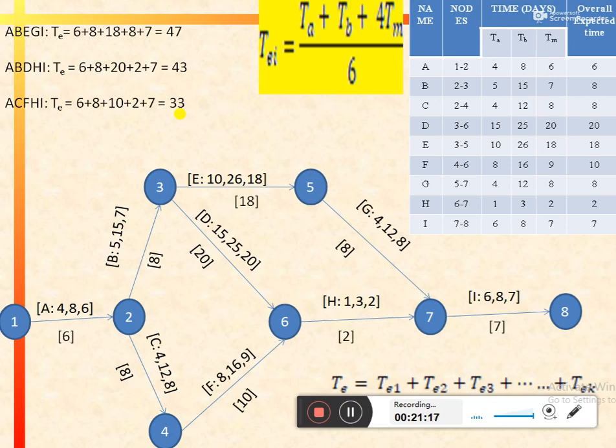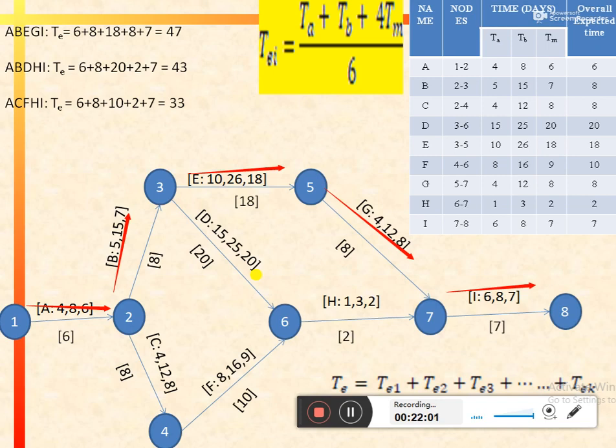So which one of these is the critical path for this project? The path which has the highest completion time would be known as the critical path for this particular project, and the largest completion time in this case is 47 days. So the path that is starting with activity A, going to activity B, then to activity E, activity G, and activity I is the critical path for this project, and the activities making this path would be known as the critical activities of the project. So these activities cannot be delayed, otherwise the whole project would be delayed.